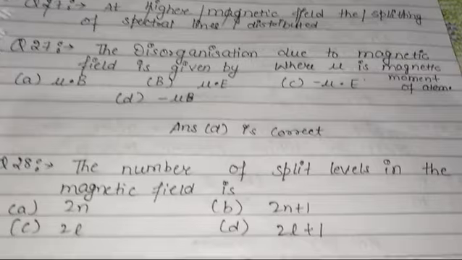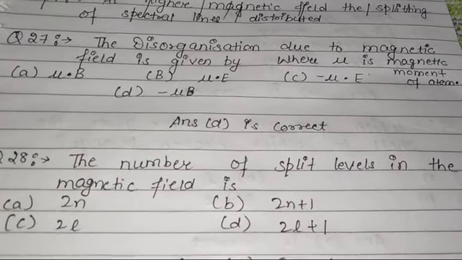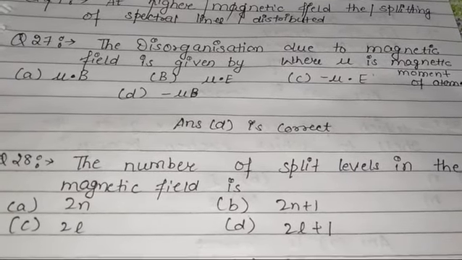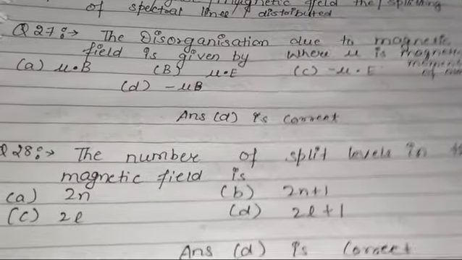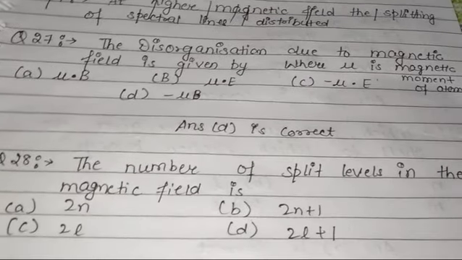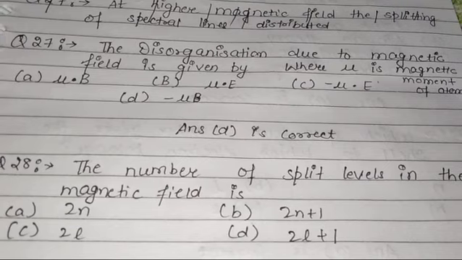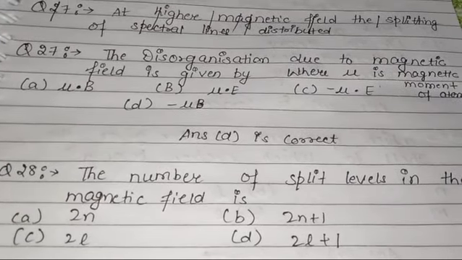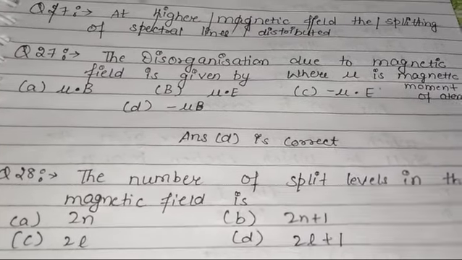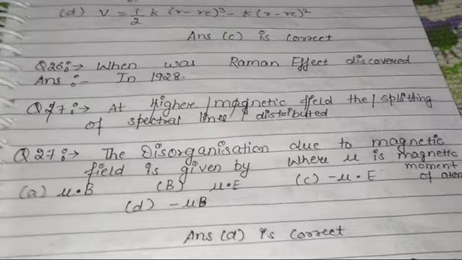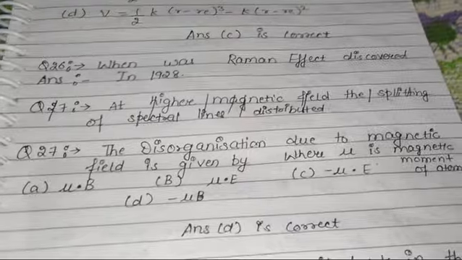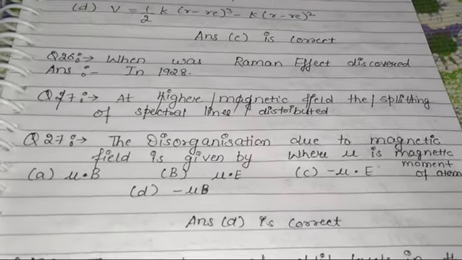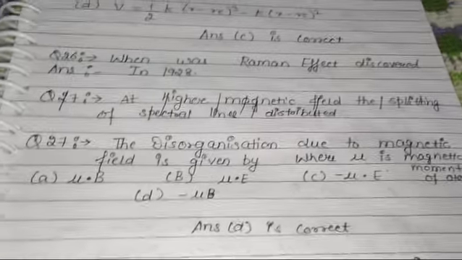Okay. Question 27. The interaction energy due to magnetic field is given by A, mu B, B, mu E, C, minus mu E, D, minus mu B. So it is given by minus mu B. D is the correct answer, where mu represents the magnetic moment here.